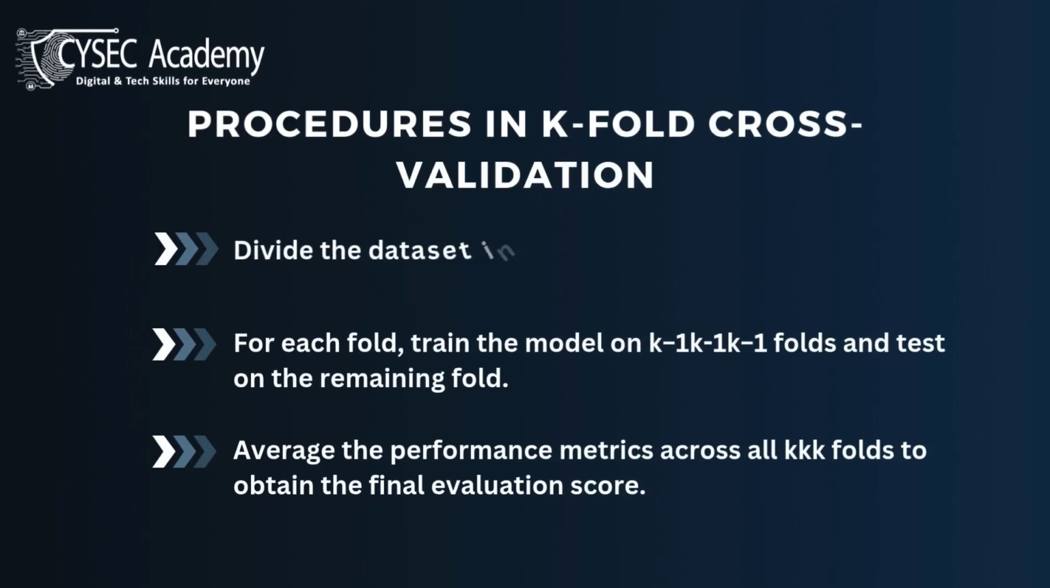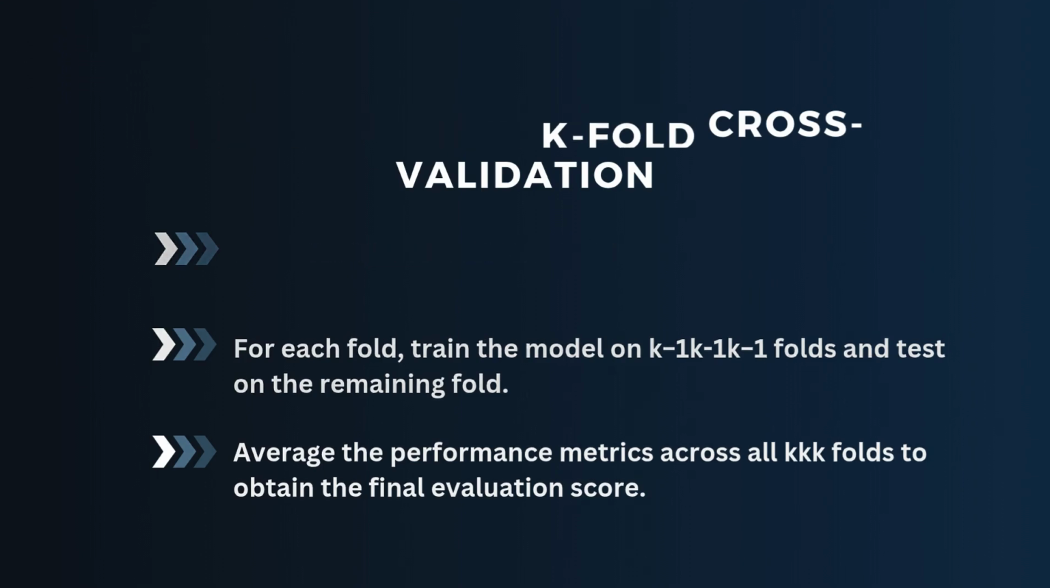Procedures in K-fold cross-validation. 1. Divide the dataset into K folds. 2. For each fold, train the model on K-1 folds and test on the remaining fold. 3. Average the performance metrics across all K folds to obtain the final evaluation score.